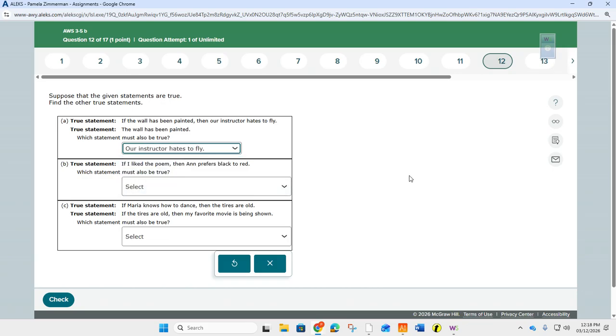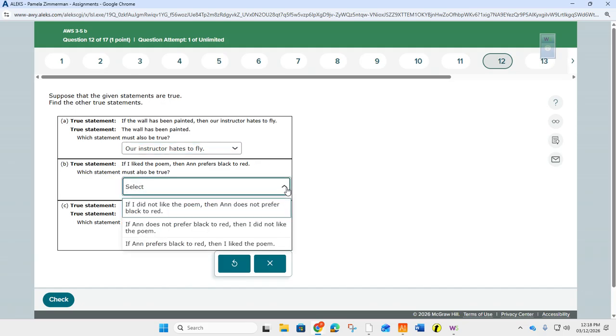Does that make sense? These are nonsensical statements. I don't like them for that reason. That's another reason why using that important feature of a contrapositive, I wanted to make sure we pointed that out. All right. If I like the poem, then Anne prefers black to red. Which statement must also be true?